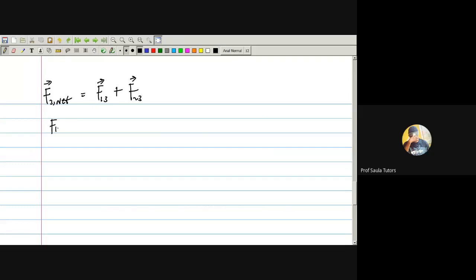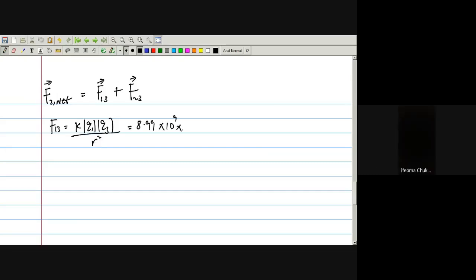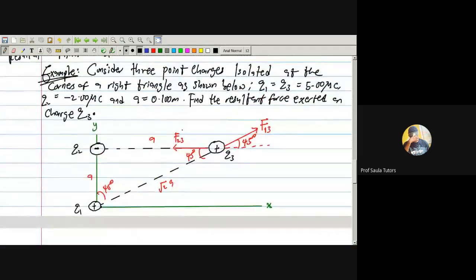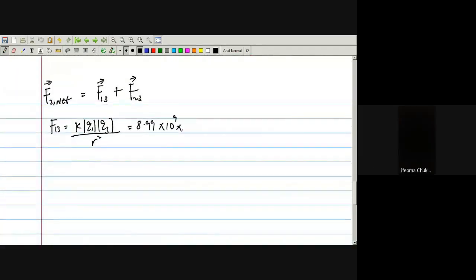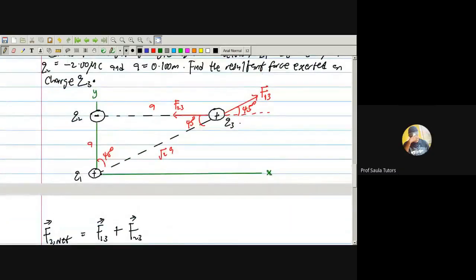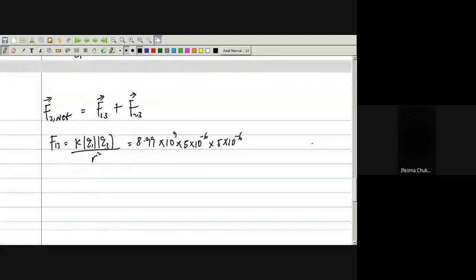If you observe, I did not put that vector sign on it. What's the magnitude? K Q1 Q3 over R squared, right? What's our K? 8.99 times 10 raised to power 9, times Q1. You were given Q1 and Q3 to be equal, and that's 5. That's 5 times 10 raised to power minus 6 times 5 times 10 raised to power minus 6. Why am I putting minus 6? Because of the micro sign that is there. This mu is 10 raised to power minus 6, exactly.